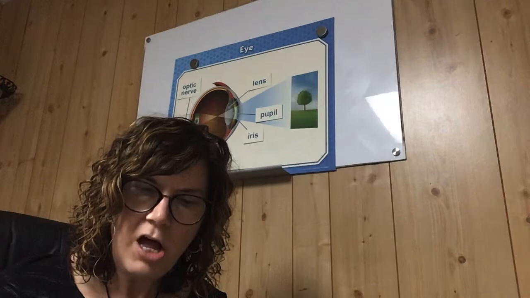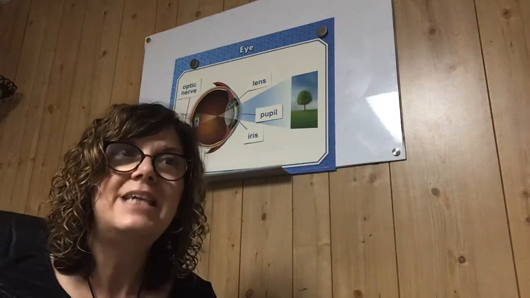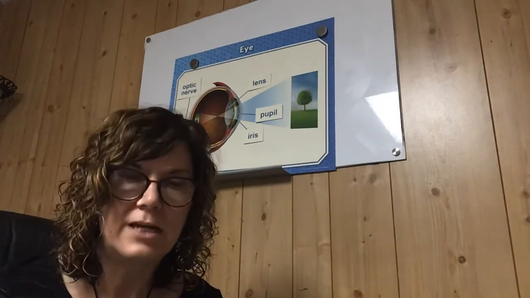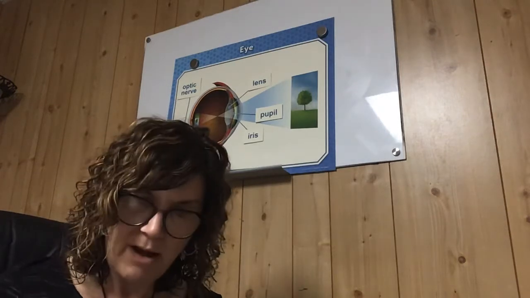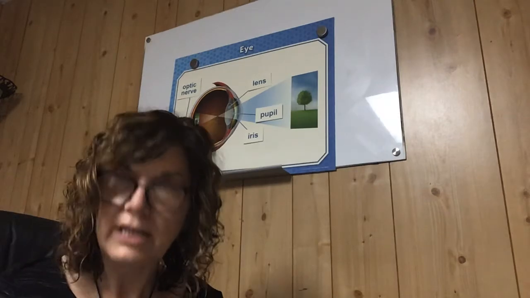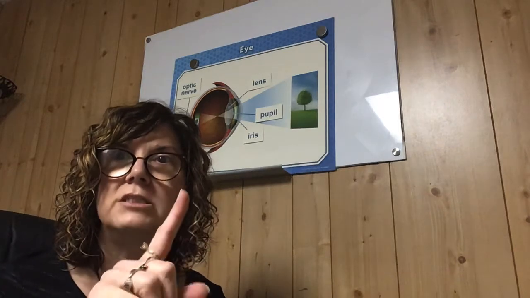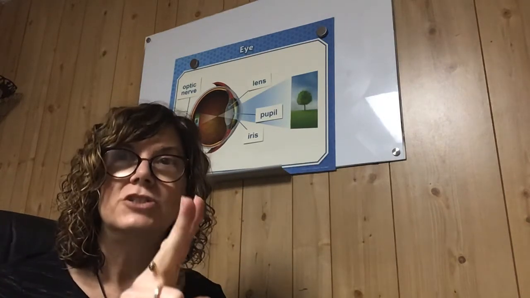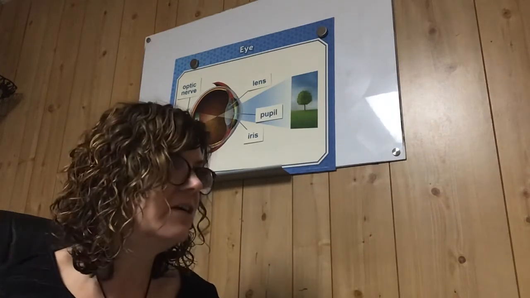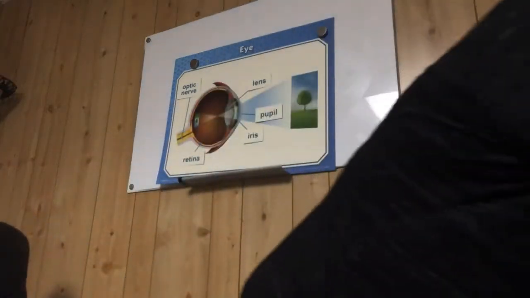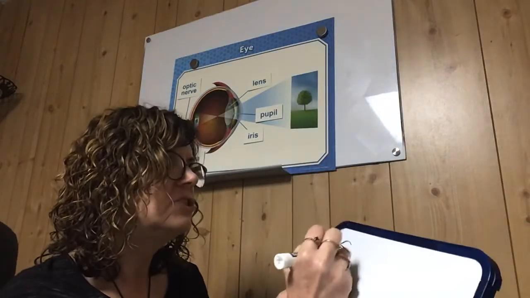And your tongue is covered with these little tiny bumps called taste buds. Very good, taste buds. And speaking of your taste buds, we learned four different types of tastes that your tongue can detect. So what were the four different tastes that your tongue can detect in the taste buds? Sweet, salty, sour, and bitter. Very good. I'm going to write those down because you're going to have to write these on the quiz. So the first one is sweet.